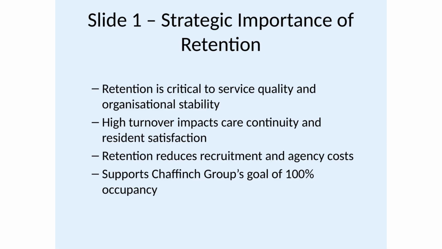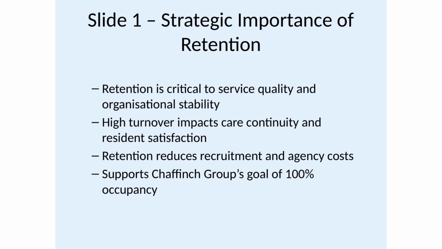Retention is a critical stage of the employee life cycle, particularly within a care setting such as Calmere House. High employee turnover disrupts continuity of care, which directly affects resident well-being and satisfaction. In this case, we can see that turnover and sickness absence have increased following the acquisition, leading to greater reliance on agency workers. This creates inconsistency, increases costs, and weakens team cohesion. Effective retention strategies reduce recruitment expenditure, lower agency dependency, and improve morale.